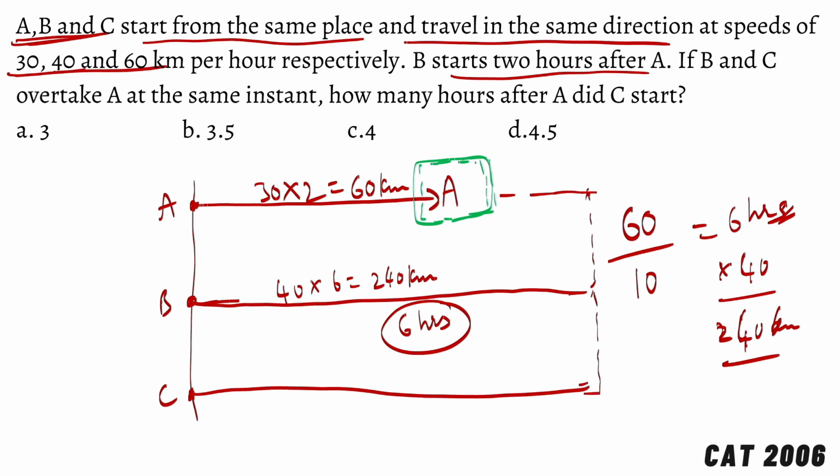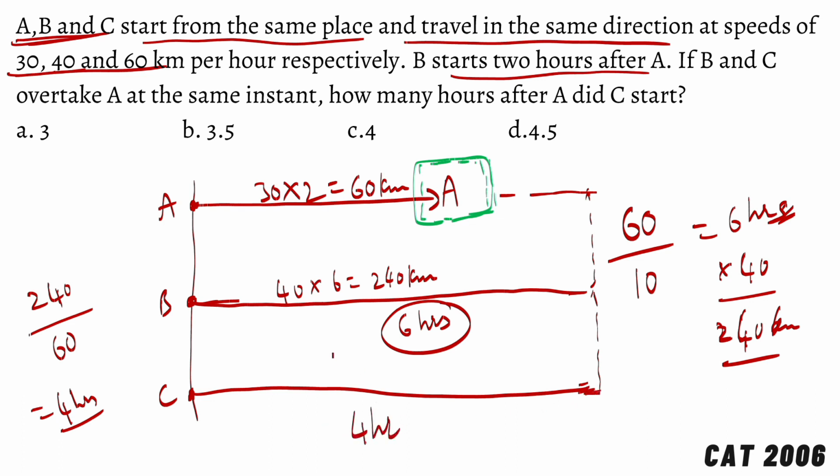But how much time does C take to move to that point? Again, take the relative speed here. Think as if B is stationary. Why? Because B is slower than C, right? So the slower object can be assumed stationary. So here C takes how many hours? The distance is 240, right? So C takes 4 hours.